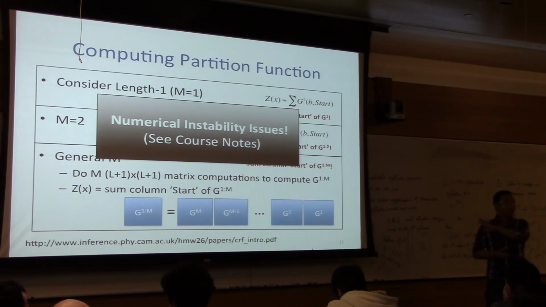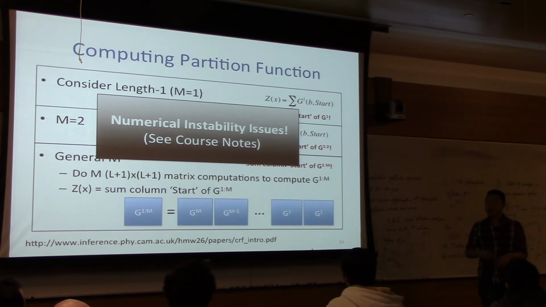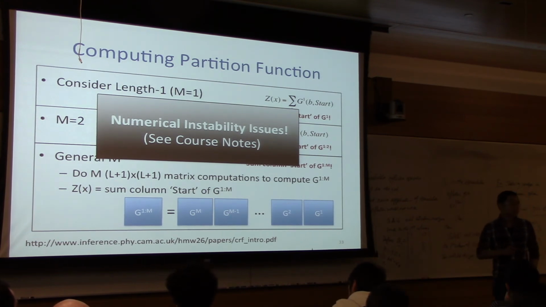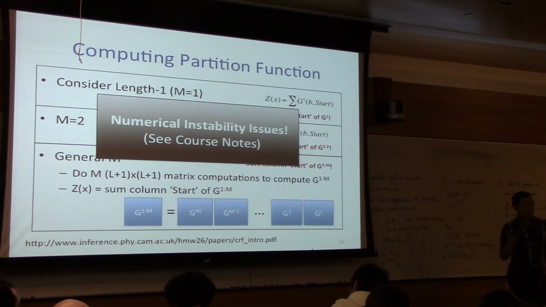There are numerical instability issues when the sequence gets very large, because it's e to the something times e to the something times e to the something. And so you deal with it in the standard way, with normalization, which you'll need to do for the implementation of CRFs for the homework. So it's important not to forget this.